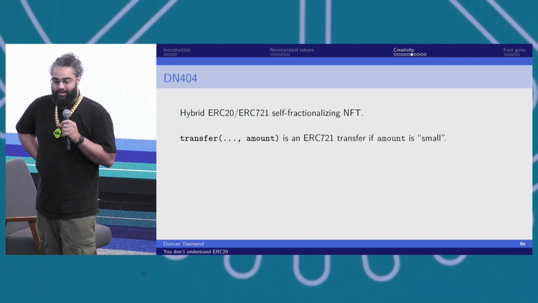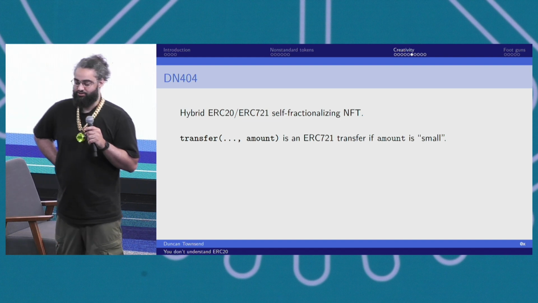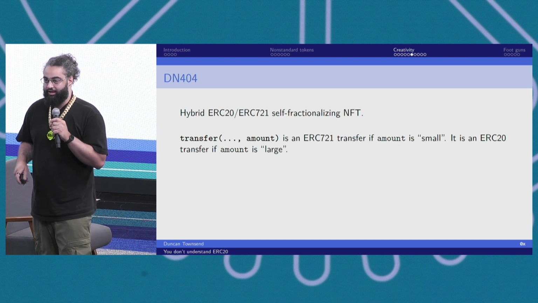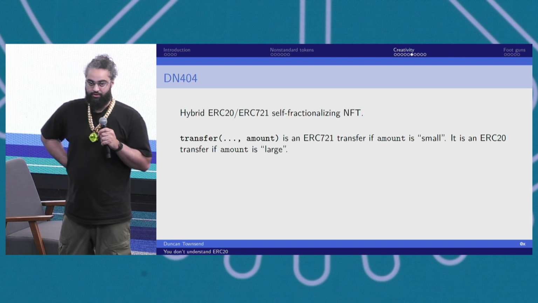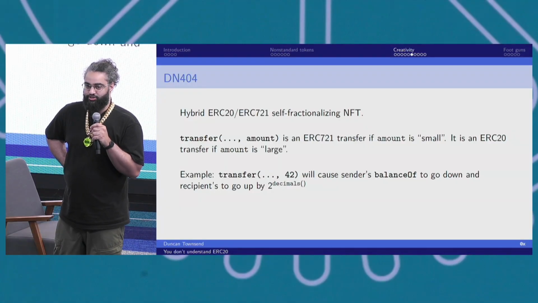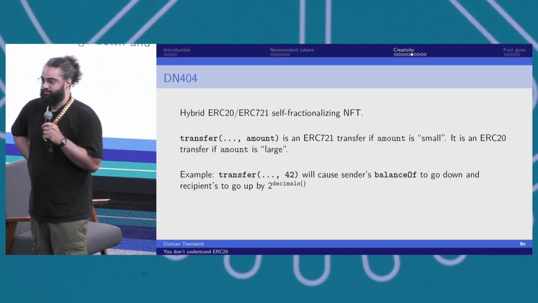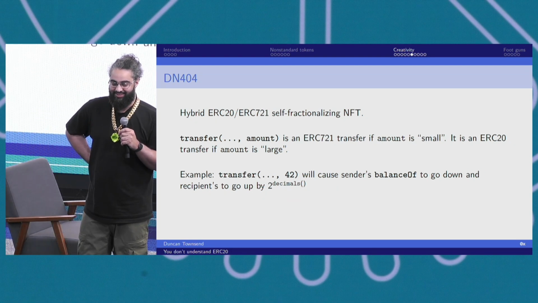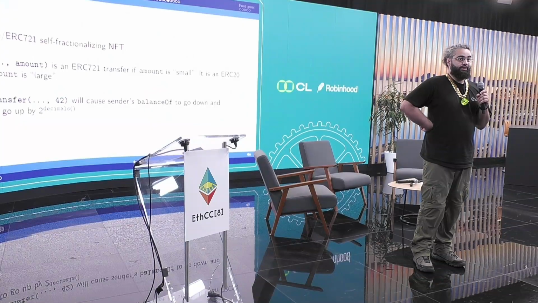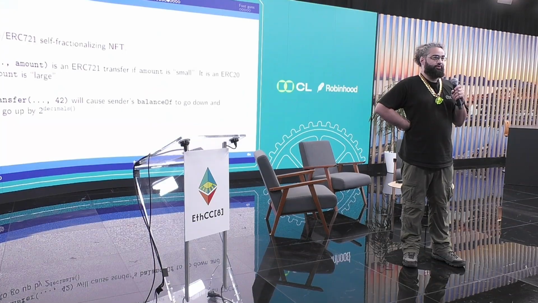And the way it works is that it treats a transfer as an NFT transfer if the amount is small, and an ERC20 transfer if the amount is large. We're depending here on the fact that 10 to the decimals is a huge number, whereas an NFT ID is likely a very small number, assuming you allocate them starting with 0. So, for example, if I own NFT number 42, it's going to transfer NFT number 42, which is going to make my balance go down by 42 to the decimals, which presumably is a much larger number than 42, and the recipient's balance is going to go up by that same amount. So if you try to transfer dust, you might end up transferring way more than you'd expect.